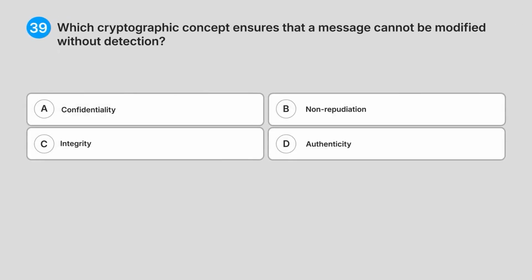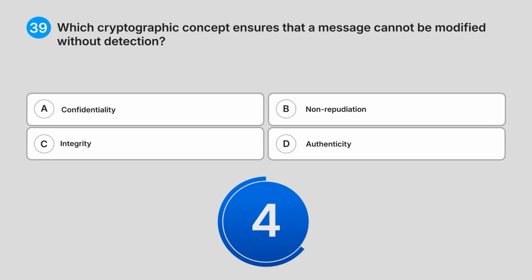39. Which cryptographic concept ensures that a message cannot be modified without detection? A. Confidentiality. B. Non-repudiation. C. Integrity. D. Authenticity. Do you know the answer?